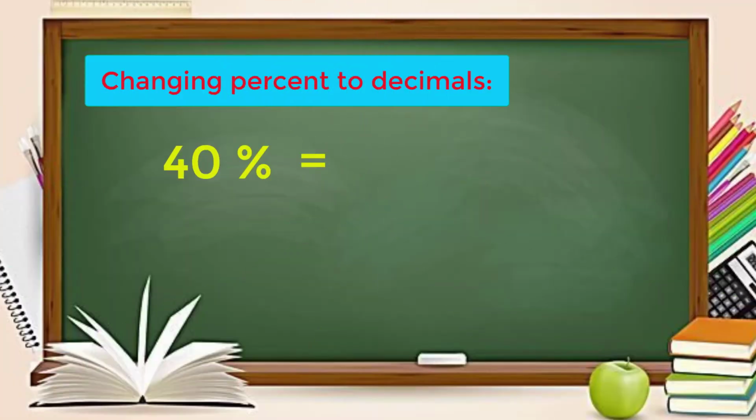Listen. Take the number 40. Place a decimal point after the last digit. In this example, 0 is the last digit. So write a decimal point after 0. Move the decimal point twice to the left. 1, 2. We have a decimal number of 40 hundredths. Thus, the rate of 40% is equal to 40 hundredths in decimals.